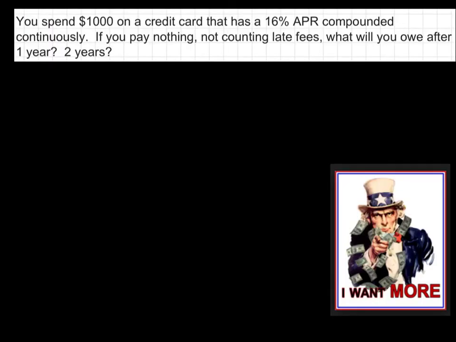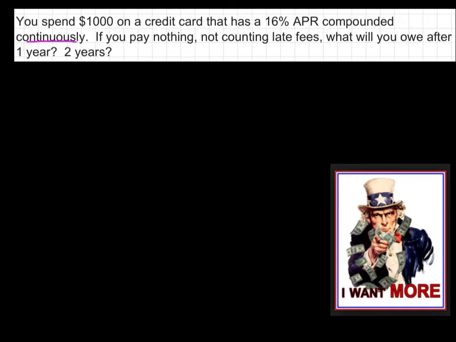To me, this is the most eye-opening application for e. You spend $1,000 on a credit card that has 16% APR compounded continuously. Continuously means there's never a break. It's not monthly, it's not daily, it's not quarterly, it's continuously. Typical credit card. If you pay nothing, not counting late fees, what will you owe after 1 year or 2 years? We now will introduce compounding continuously.